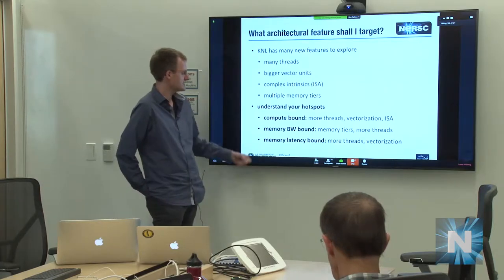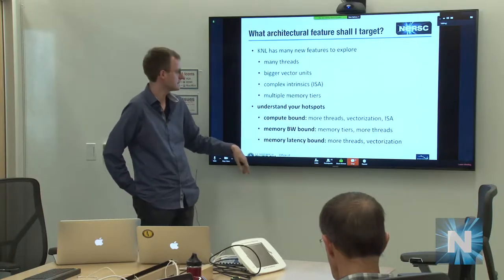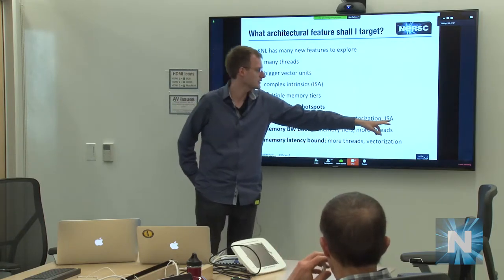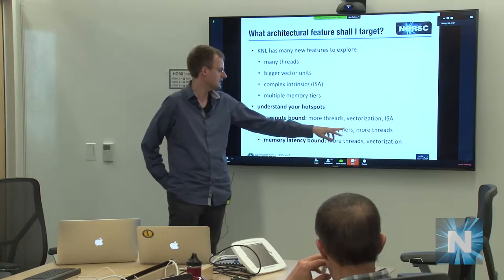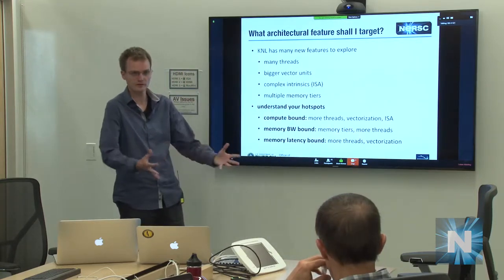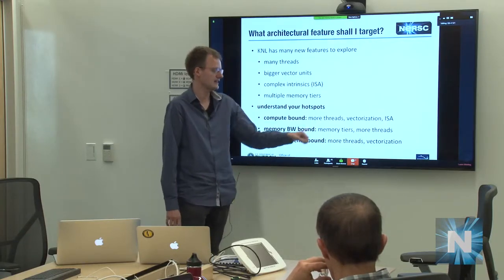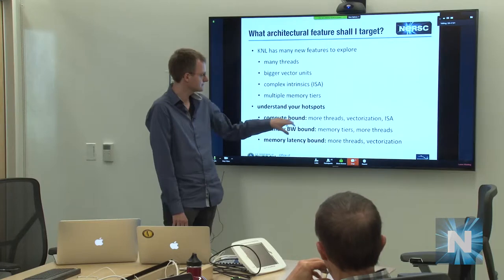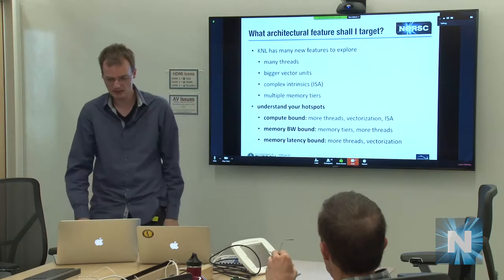And then for each of these cases you can end up with, you have certain options. For example, if you are compute bound, what that means I will tell you later, then you throw all threads at it that you can, you vectorize as much as you can, and you use the ISA, so the complex intrinsics. When you're memory bandwidth bound, you have to exploit the memory tier hierarchy more, and you definitely also want to throw threads at it, because more threads can saturate the bandwidth better. A single thread usually cannot saturate the bandwidth fully. And if you are latency bound, which is a more complicated case, then what can usually help, for example, is more threads and vectorization.